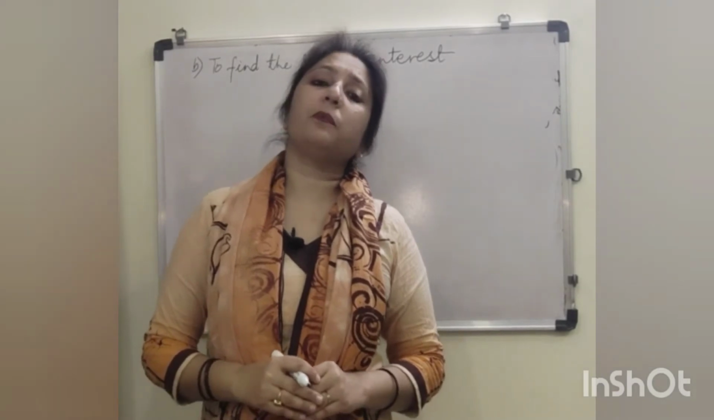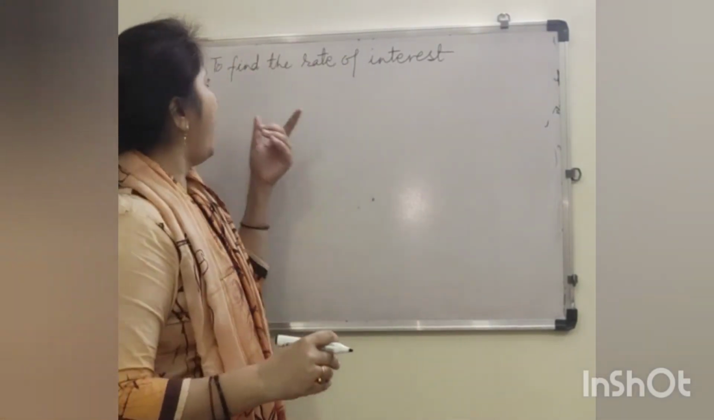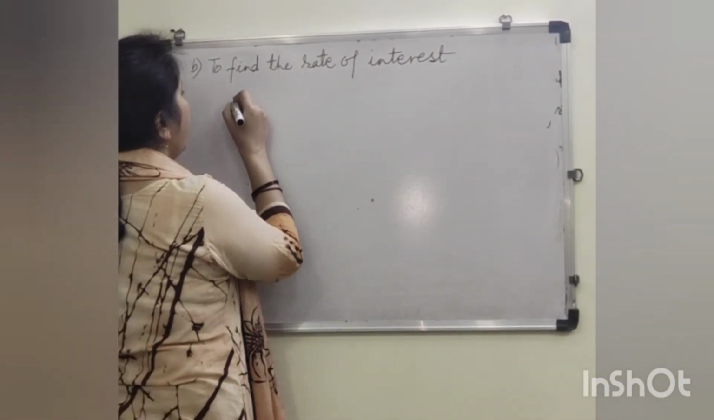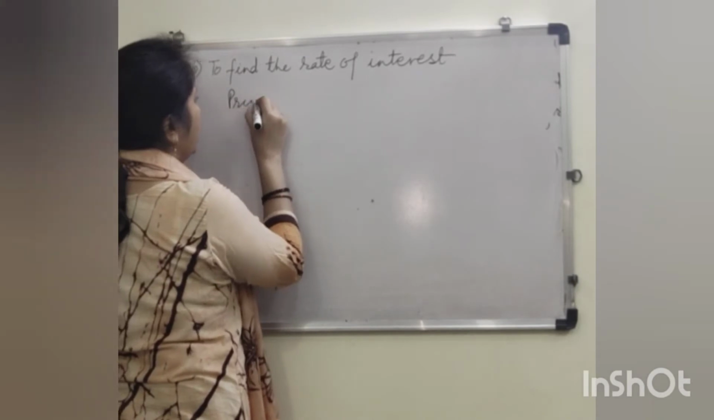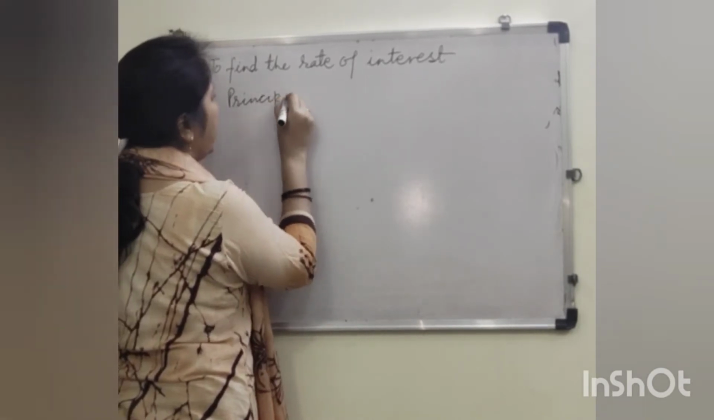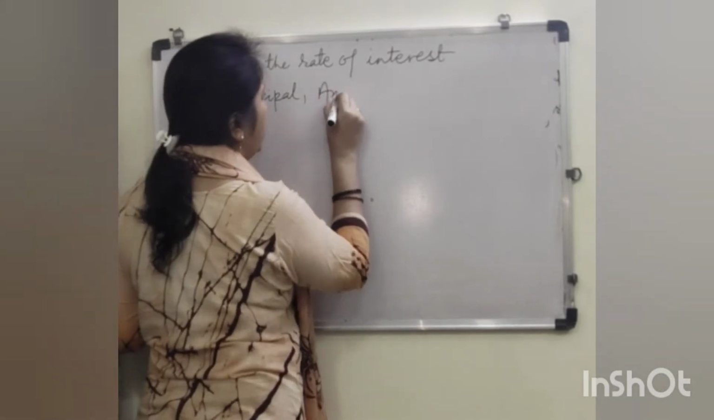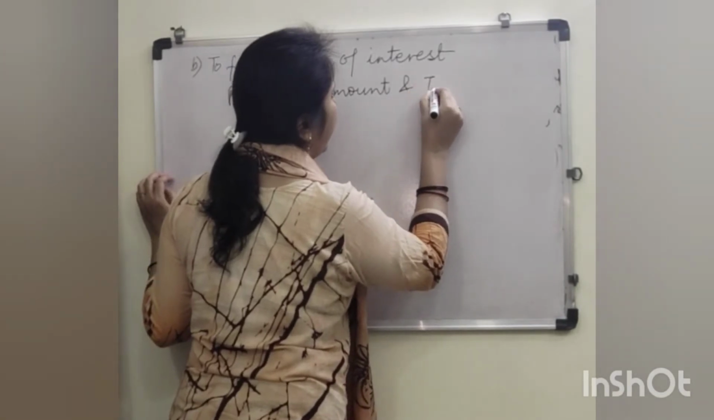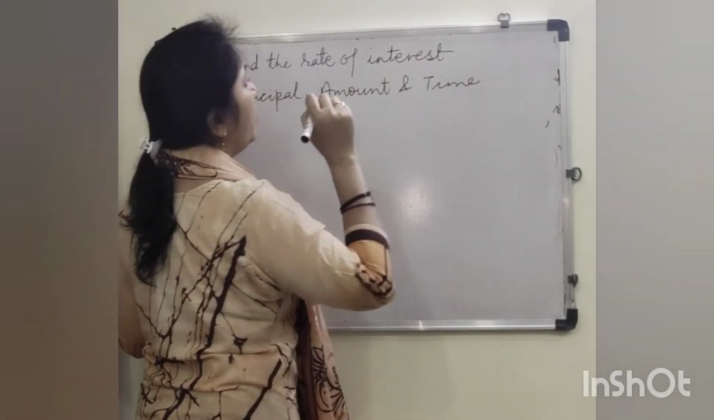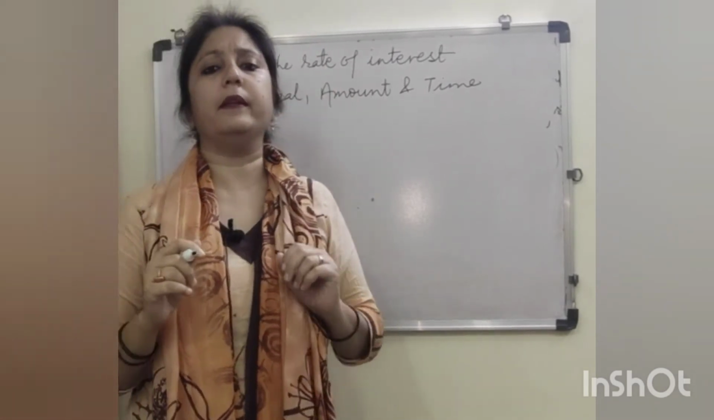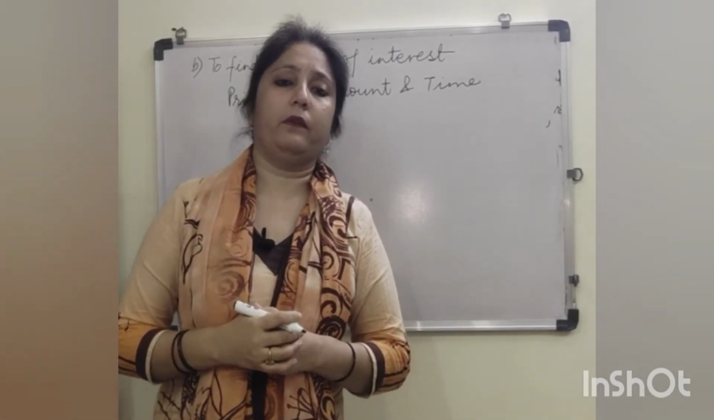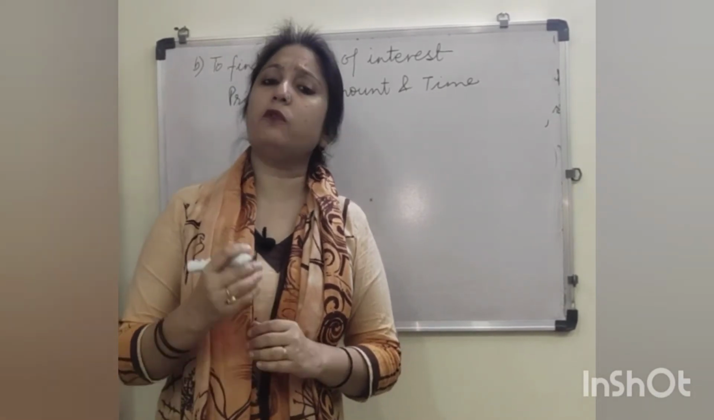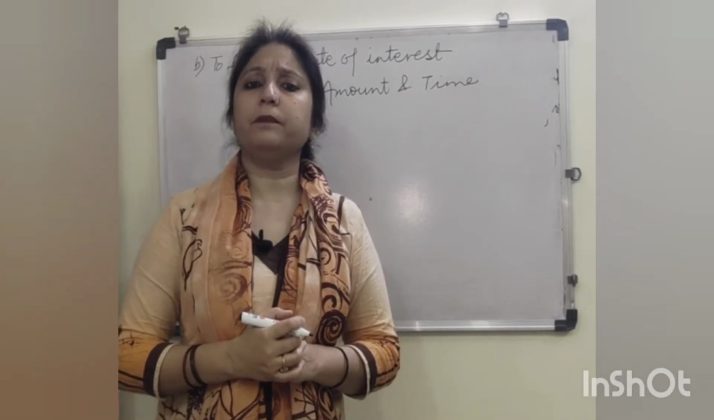Now another inverse problem on compound interest is to find the rate of interest. It means we will be given principal, amount and time. These three things would be given to us. We have to calculate the rate of interest. So let's do the working for this.